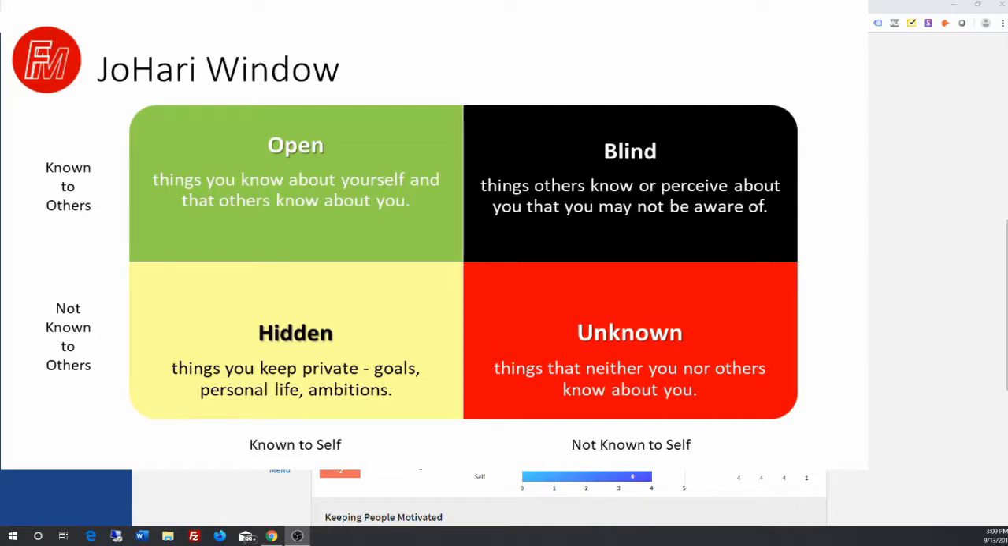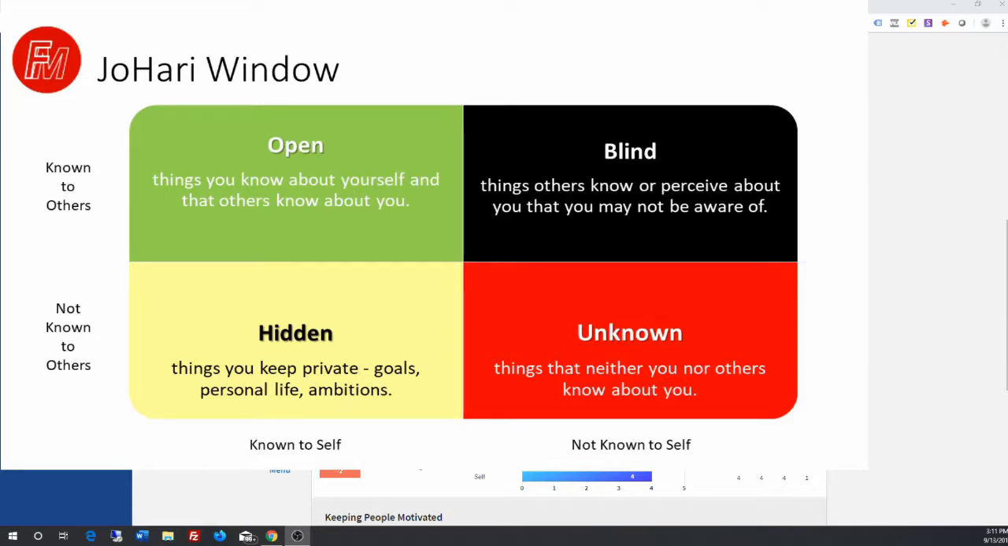And so if we look at the X and the Y axis, it's based on things that are known to others and not known to others along the Y axis, and then known to self and not known to self along the X axis. 360 provides a unique opportunity to examine the top two quadrants, the open and the blind section.